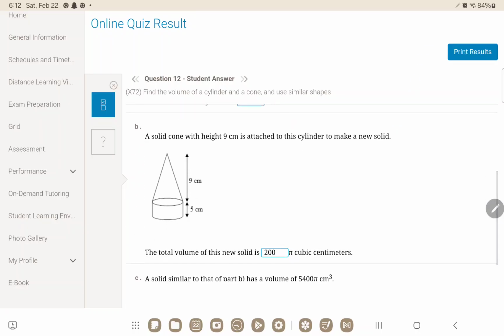moving on, we have that same cylinder, but we put a solid cone on it with a height of 9 centimeters. Now, a cone has a volume of 1/3 pi r squared height. Now, we need to add the volume of the last shape, so 125, plus the volume of the cone. Now, this is 125 pi. Now, the volume of the cone, this is 1/3.